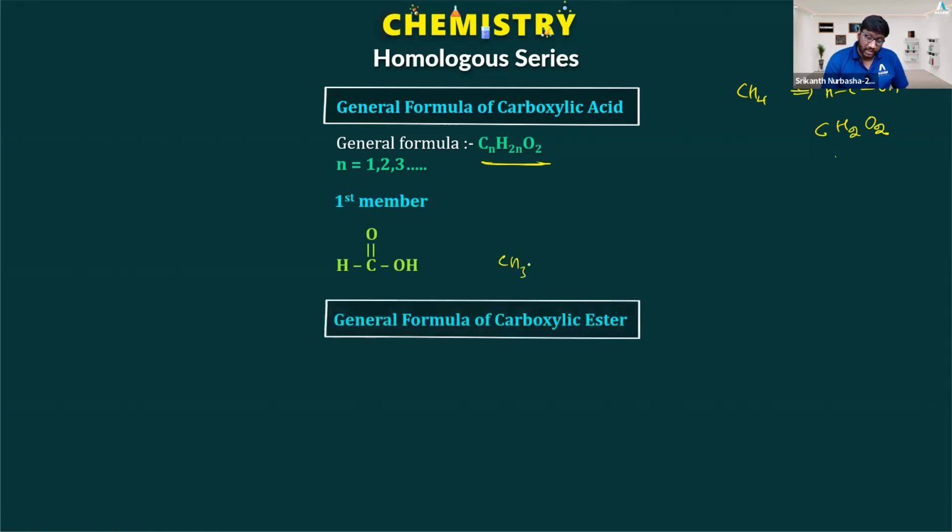Second member also you can write CH3-C=O-OH. Here we have two carbons, C2, hydrogen should be 4, CnH2n, oxygen should be 2.